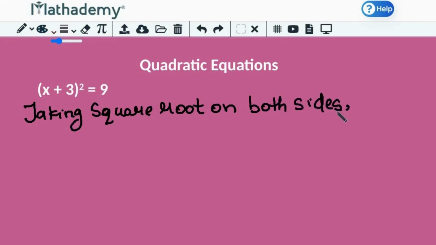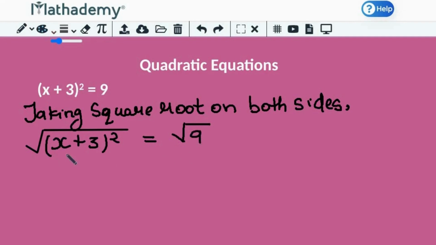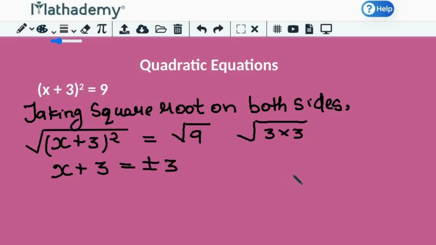So now when I take square root on both sides, what do I get? I get root of (x + 3) the whole square is equal to under root of 9. So root and square goes off. I am left with x + 3 is equal to root of 9, which is plus minus 3. Why? Because I can write root of 9 as 3 into 3, so 3 comes out, so it is plus minus 3.